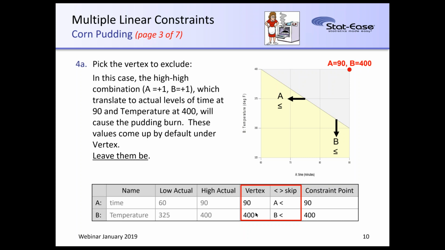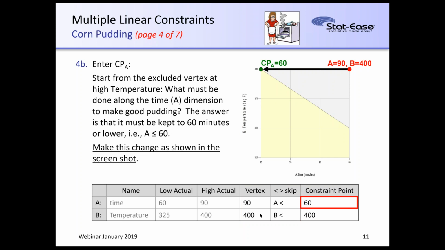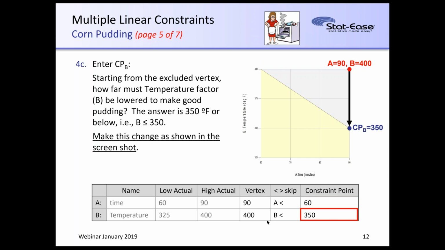So the 90-400 vertex. So then we go in here and we say, okay, when the temperature is 400, what's the longest time we can use? Remember we said when the temperature was 400, the longest time we could use was 60 minutes. So we put that in for our constraint point. Then we say when we're at 90 minutes, what's the highest temperature we could use? And we said at 90 minutes, the highest temperature we can use is 350.